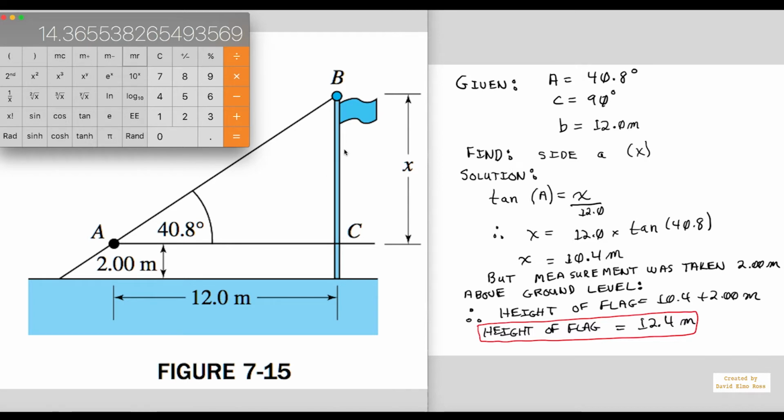Now let's put that into memory. And let's just see, because if that's true, if this is 12.4 from here to here, and this is 14.36, then 12.4 over 14.36, if we take the inverse tan of that, we should still get 40.8 as a check. So let's clear this. So 12.4 divided by memory recall equals, and let's do the inverse tan, and again we see that it's 40.8.